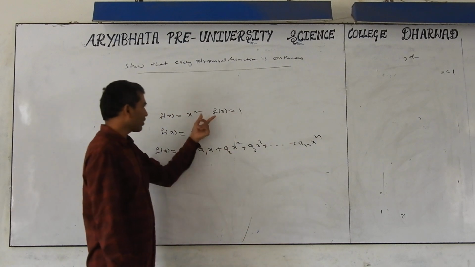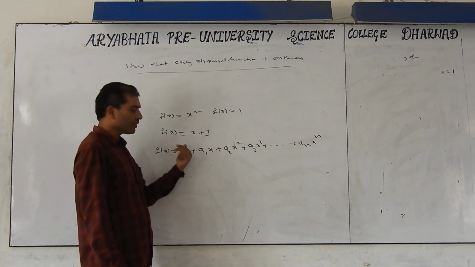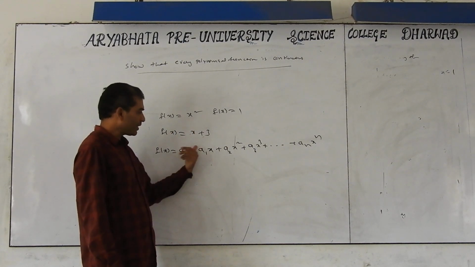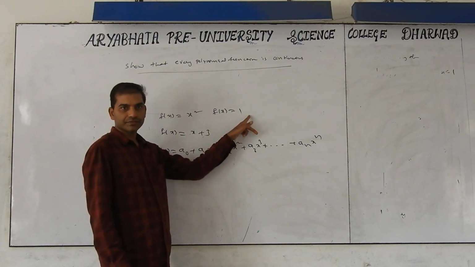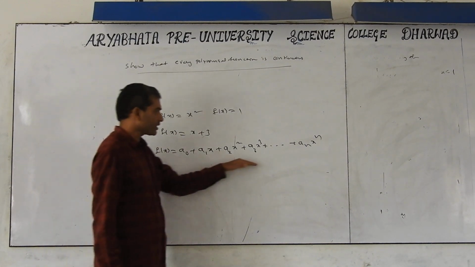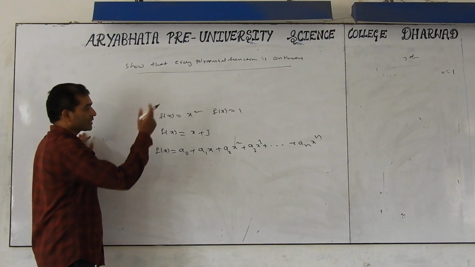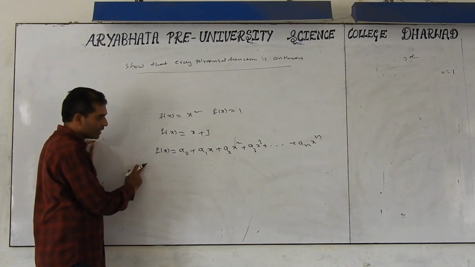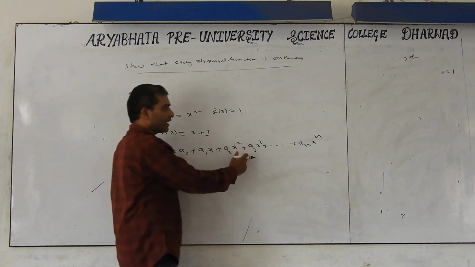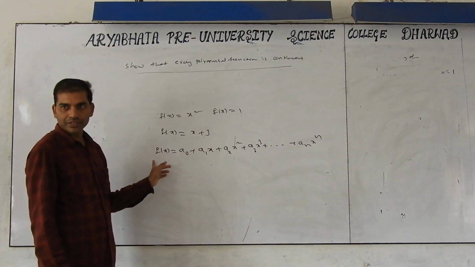If degree 2, quadratic. If degree 3, cubic. If degree 1, linear polynomial. If degree 0, constant function. Now this is the polynomial function. So let's verify whether it is continuous or not. a0, a1, a2, a3, an are constants which belong to the real numbers.